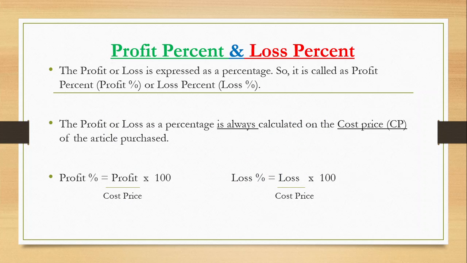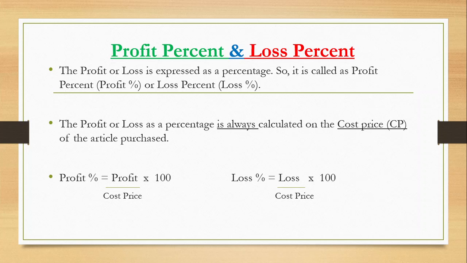The profit or loss is expressed as a percentage. So you know what is percentage? We already learnt in the previous chapter. Percent means per 100. So profit and loss expressed as a percentage is called profit percent or loss percent.